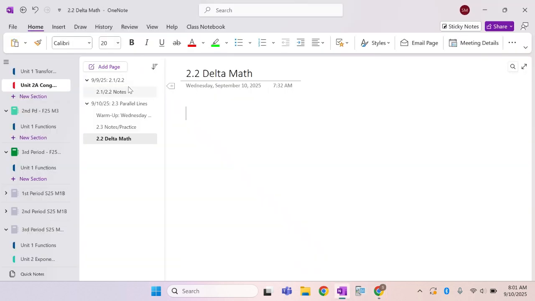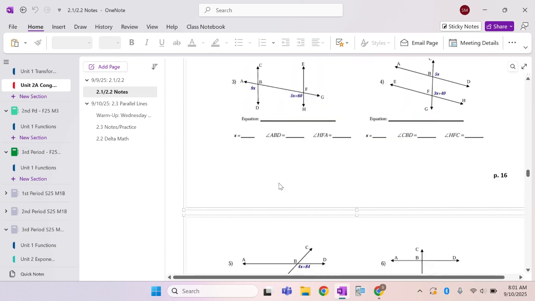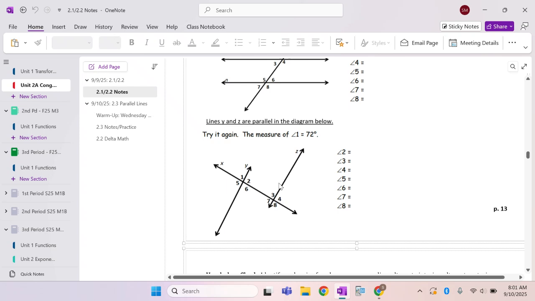All right, so isosceles triangle theorem. It would help if I actually had my.